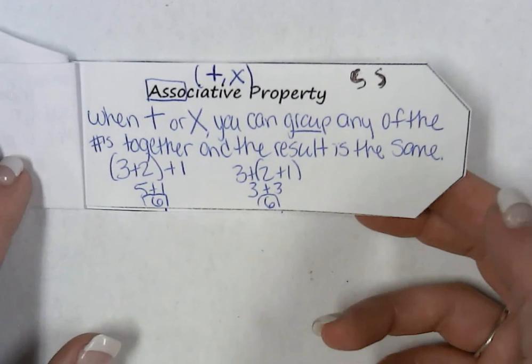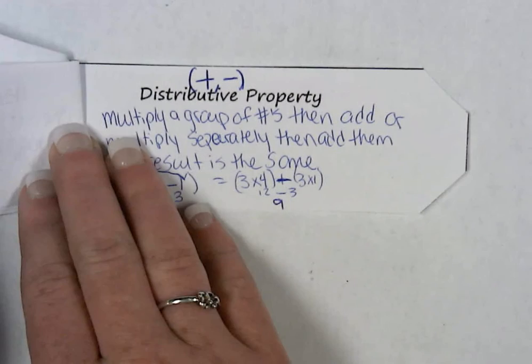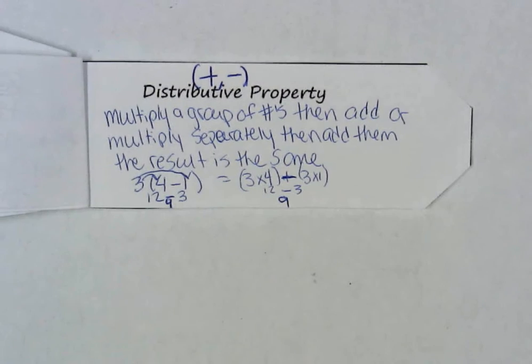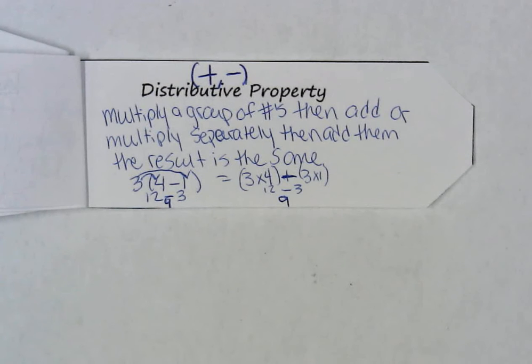Now the last one, the one people get confused with, is the distributive property. A long time ago we watched a YouTube video about the Angry Birds, and you launch to each number that's inside the parentheses. Distributive works when you're adding or subtracting inside the parentheses. So this is what the definition says. You can multiply a group of numbers, then add, or multiply separately, and then add them. The result is the same.